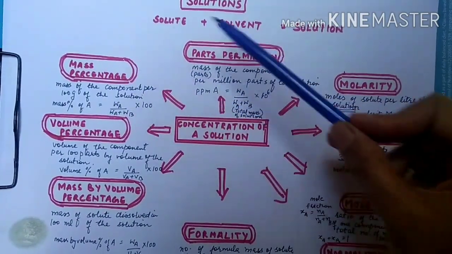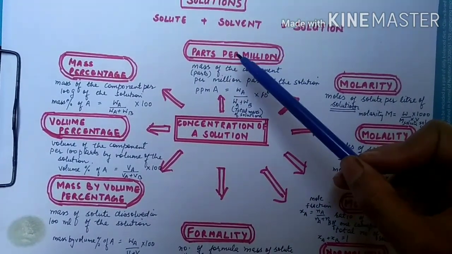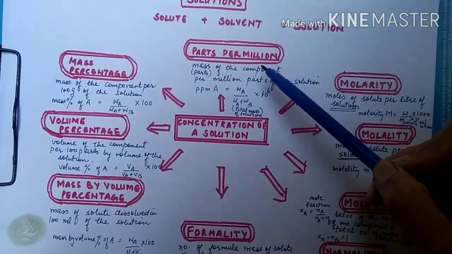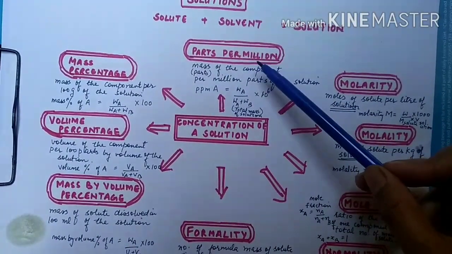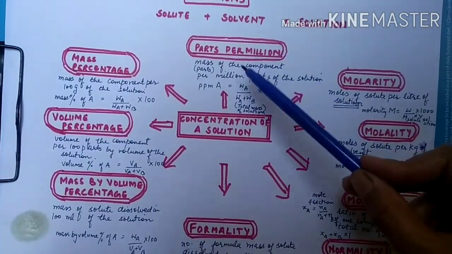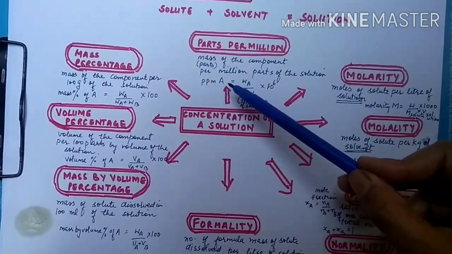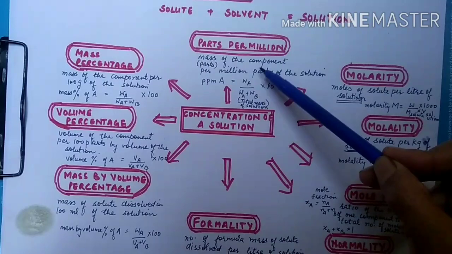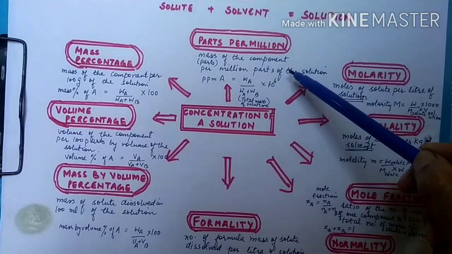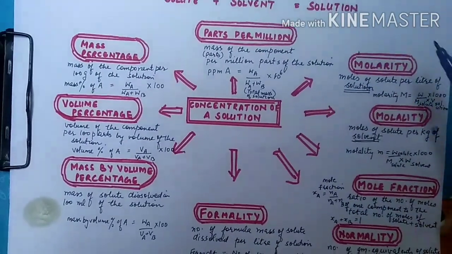Cent means 100. We also have parts per million. If the solution is very dilute, that is you have a very small mass of solute per about say million parts of solution, then we use its concentration in terms of ppm, parts per million. It is defined as mass of component per million parts of the solution. So ppm of A will be WA, mass of A, upon total mass multiplied by 10 raised to power 6 million. Here it was 100, here it is multiplied by 10 raised to power 6.